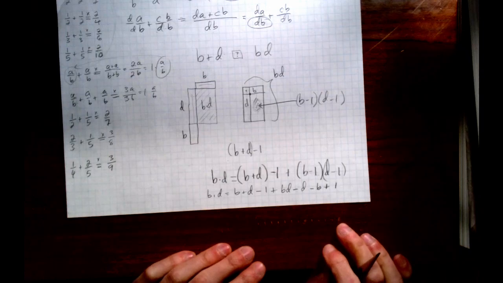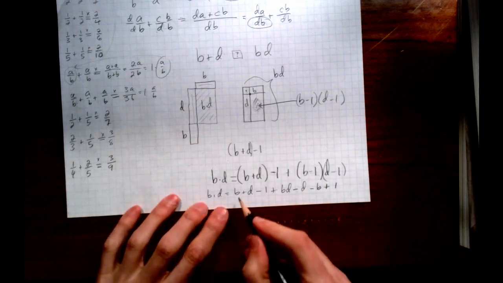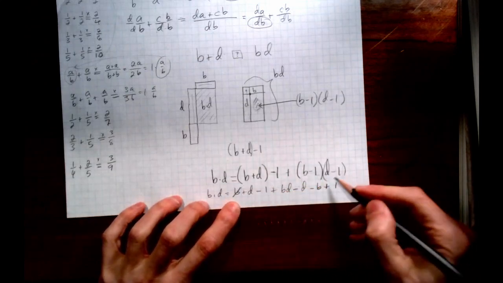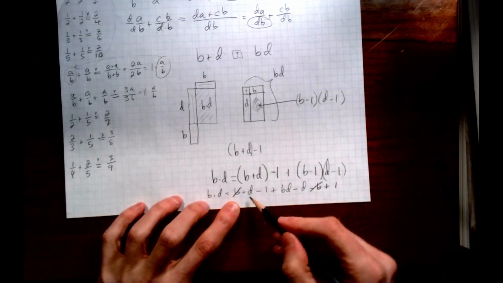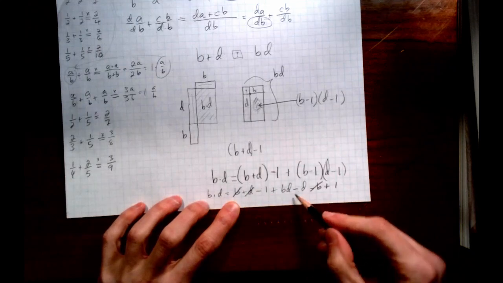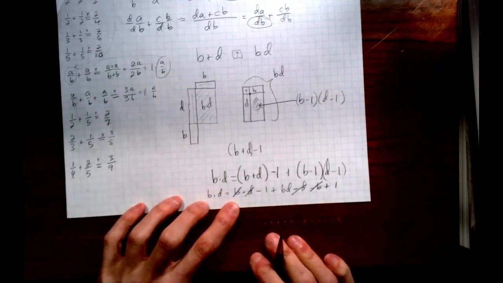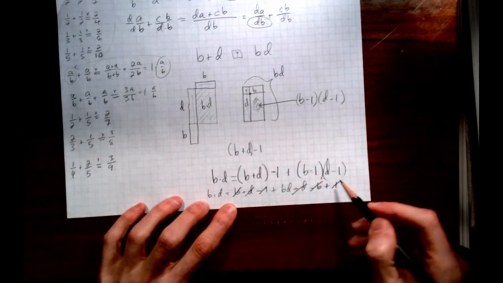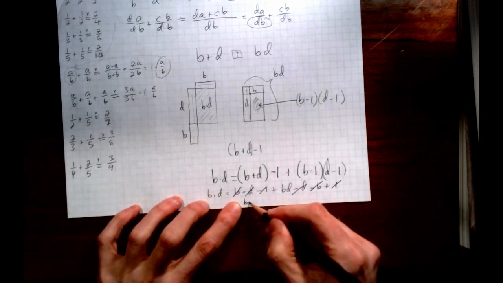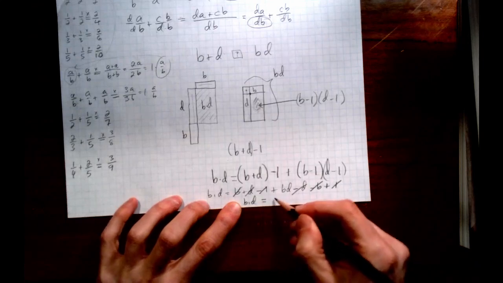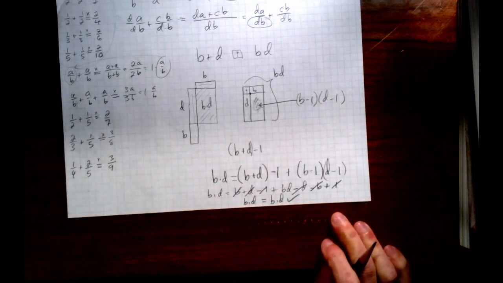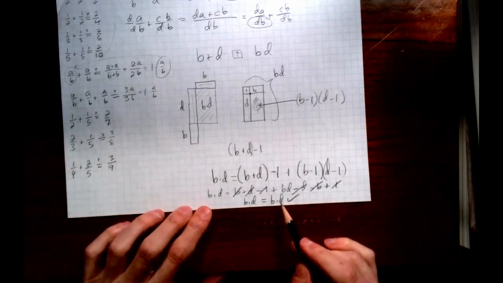So look what happened. Here's b, but here's minus b, so they'll go away. Here's d, here's minus d, those go away. There's minus 1 and 1, those go away. So what am I left with? b times d equals b times d. Voila!